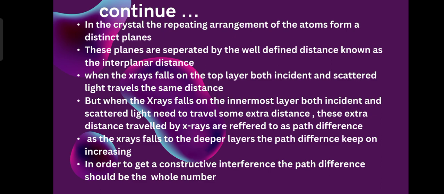So in order to get a constructive interference, why do we need a constructive interference? In order to detect the structure of the crystal. Therefore we need a constructive interference, because the detector can only detect the constructive interference and not the destructive interference. So in order to detect the constructive interference, the path difference should be a whole number. Okay, right? So this explanation is related to the Bragg's equation. We will discuss.